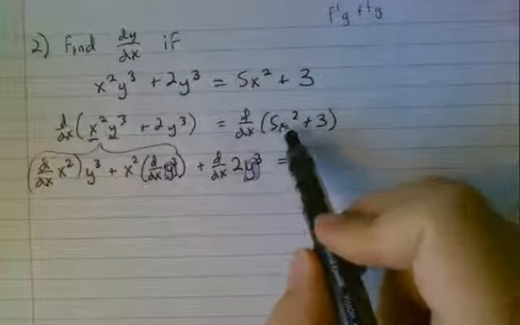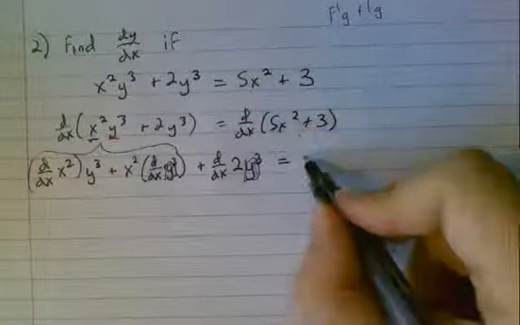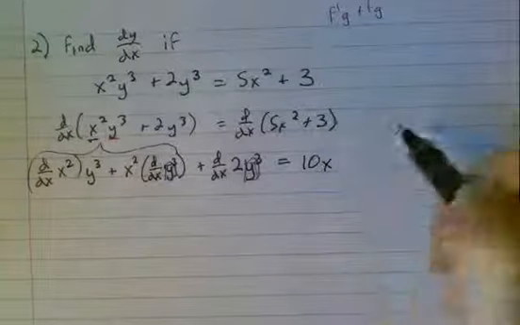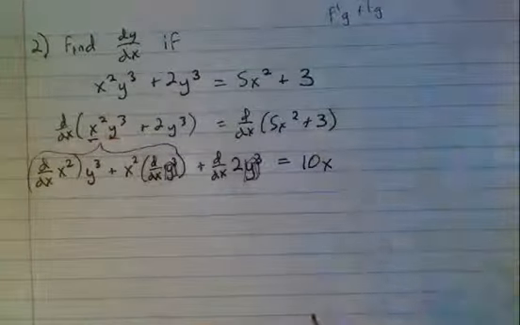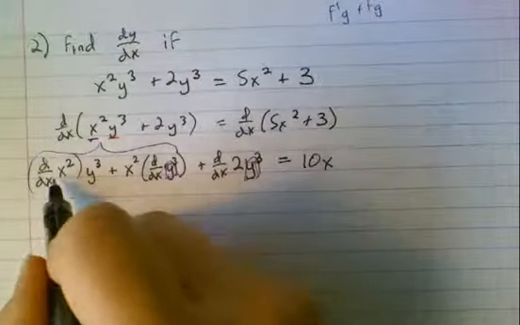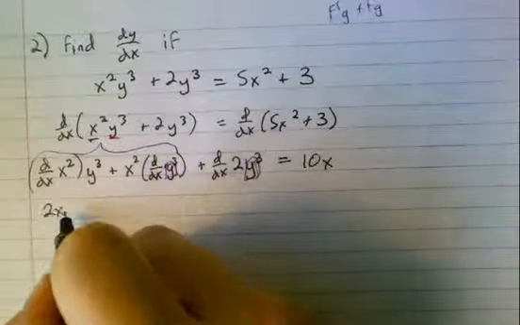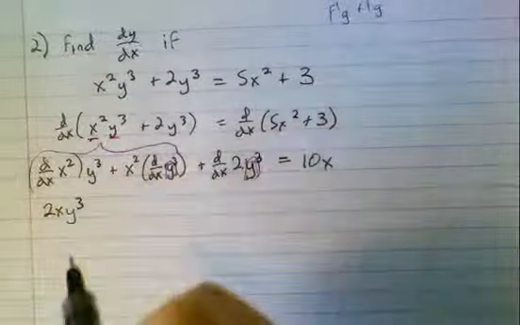Over on this side, these variables match, so it makes life pretty easy. We just bring down that 2, that's 10x, derivative of 3 is 0. So for this next step over here, the derivative of x squared with respect to x, these match, so no box needed, that's just 2x. The y cubed is just along for the ride.